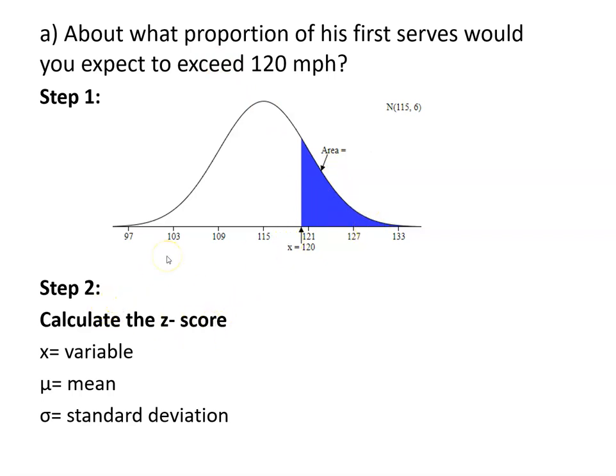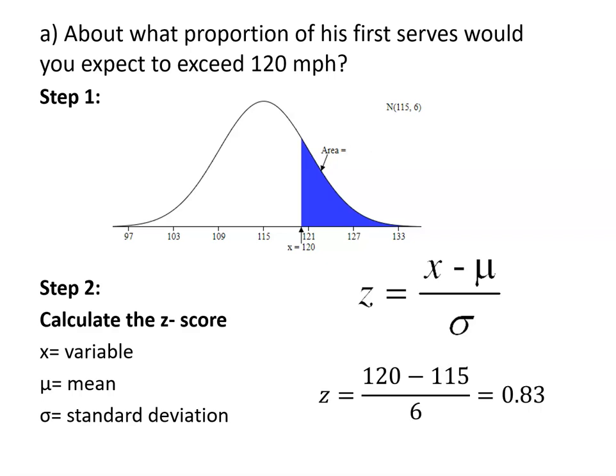Now let's go through. I'm going to show you how to do it both ways, but you only need to pick one. So we want to standardize that speed of 120. We'll find the z-score that corresponds to 120, and that's 0.83. Again, I'm using 6 as my standard deviation. That was a typo in the previous slide.